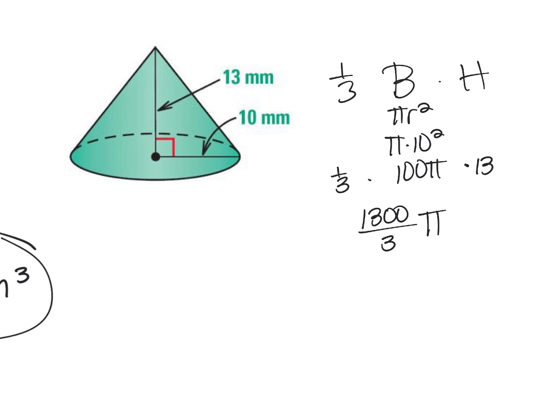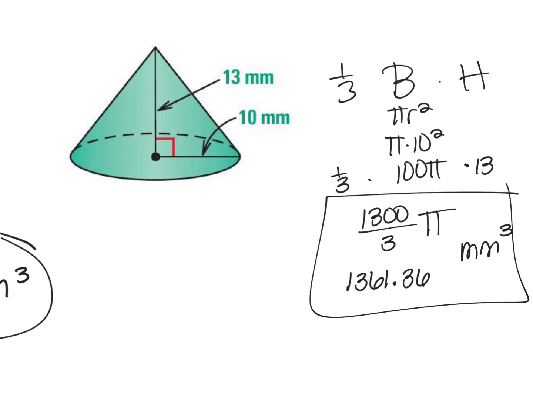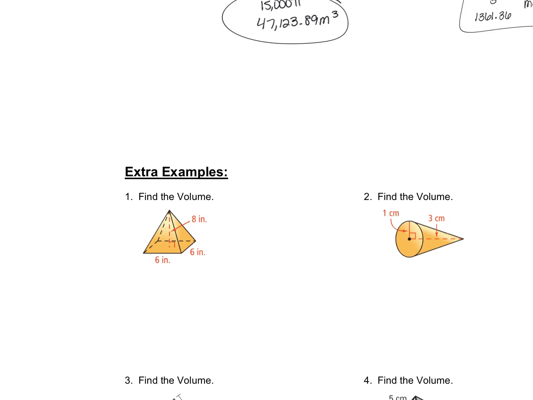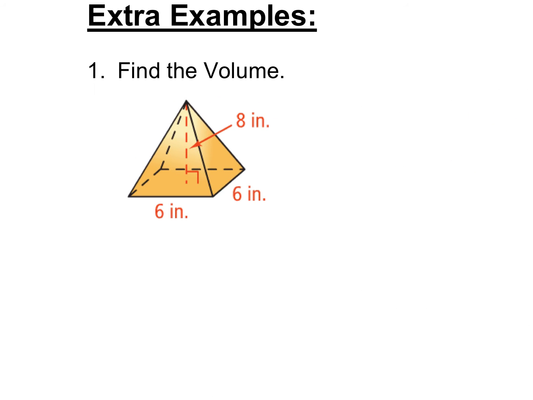Okay, so now let's do it with it actually being rounded. So we will have to round here. I'm going to type the pi in my calculator and I get 1,361.36. Depending upon which inch I want. And then millimeters cubed is your label. Alrighty, so let's just do some more practice.